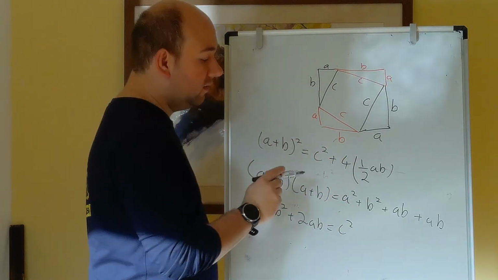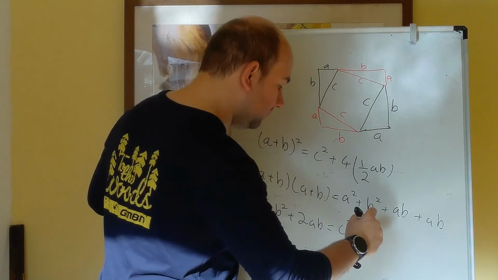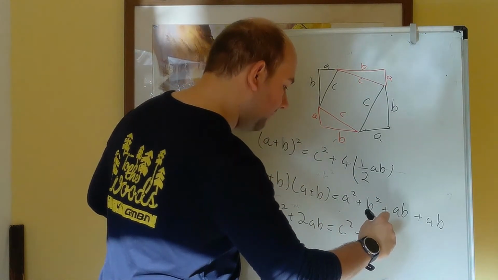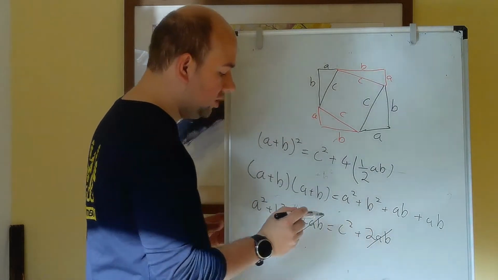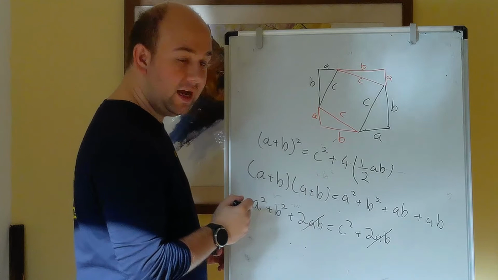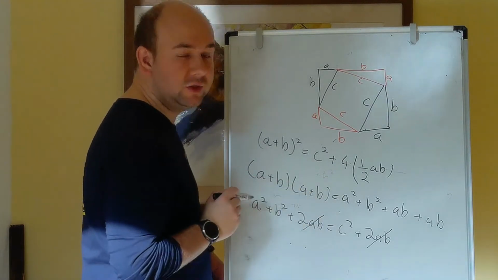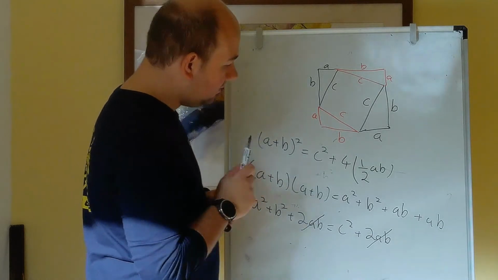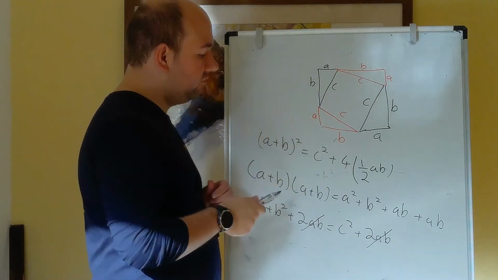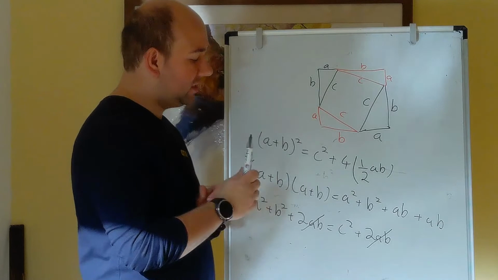4 times a half is 2AB. As you can see, this 2AB will cancel with this 2AB, and we end up with A squared plus B squared equals C squared, which is Pythagoras' theorem. So we got around to showing that this actually does work.